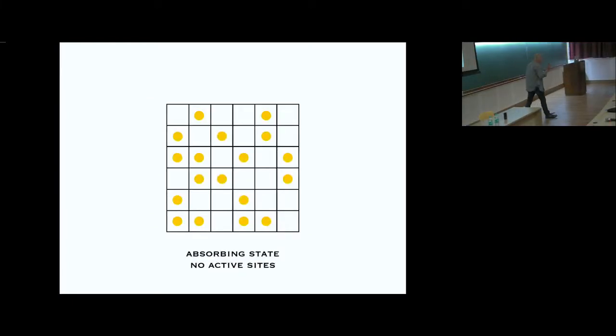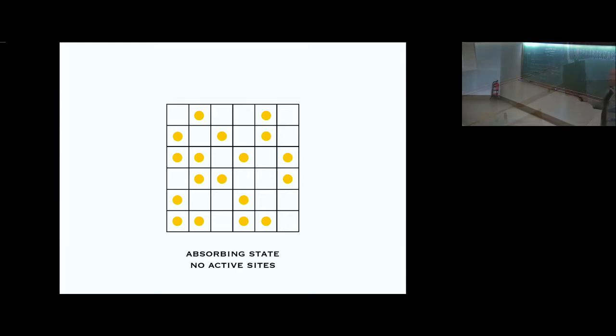Let me tell you what happens as a function of density of particles. I want to look at the active fraction, the fraction of particles which are active in the system. In the final state, as long as I can wait, if I have a very, very low density, what do you think the active fraction is going to be after I wait long enough?